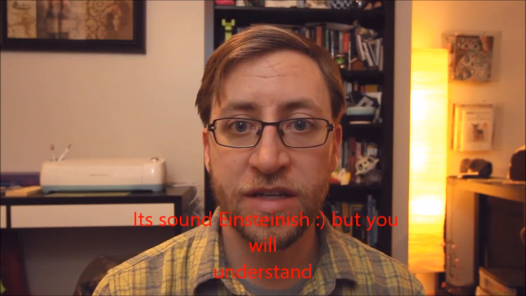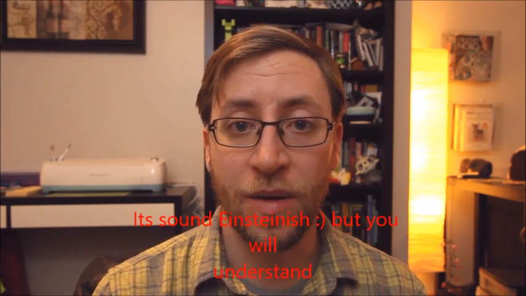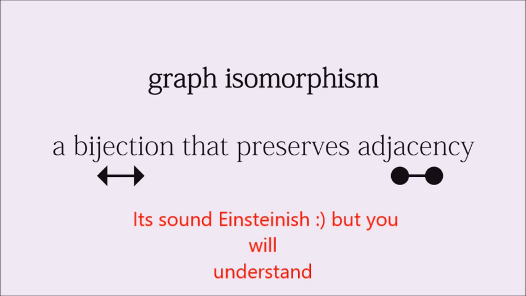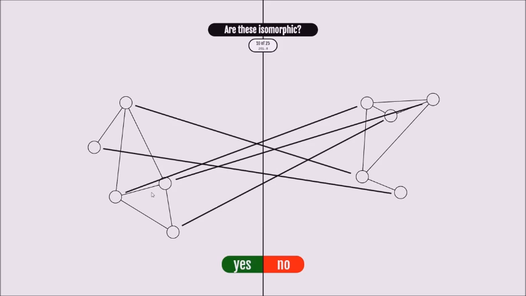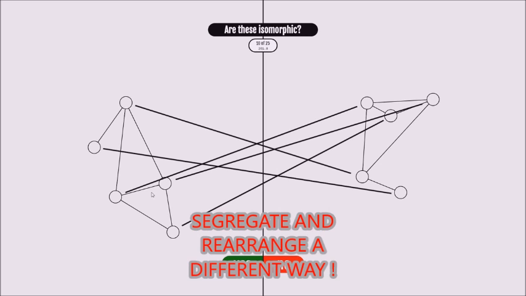Okay, so what is isomorphism? Isomorphism literally means the same shape, which in the context of graphs means a bijection that preserves adjacency. A bijection is a mapping from one to the other and from the other back to the one. If graphs are isomorphic, then we can create a mapping from one to the other. Each vertex in one graph can be mapped to a particular vertex in the other graph.